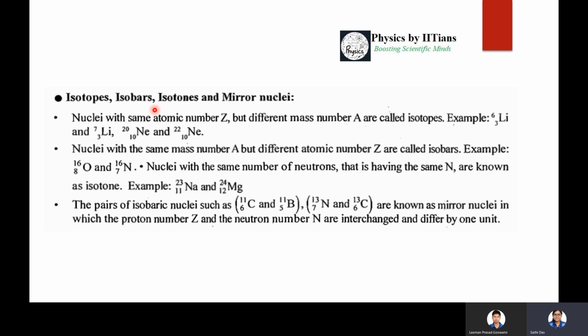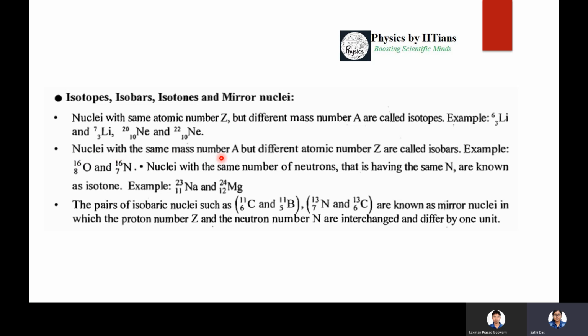You should also remember the definitions of isotopes, isobars, and isotones. What is an isotope? Nuclei with the same atomic number Z but different mass number A are called isotopes, like lithium 3Li6 and 3Li7. Although they both have Z equal to 3, the mass numbers 6 and 7 are different. Similarly, 10Ne20 and 10Ne22.